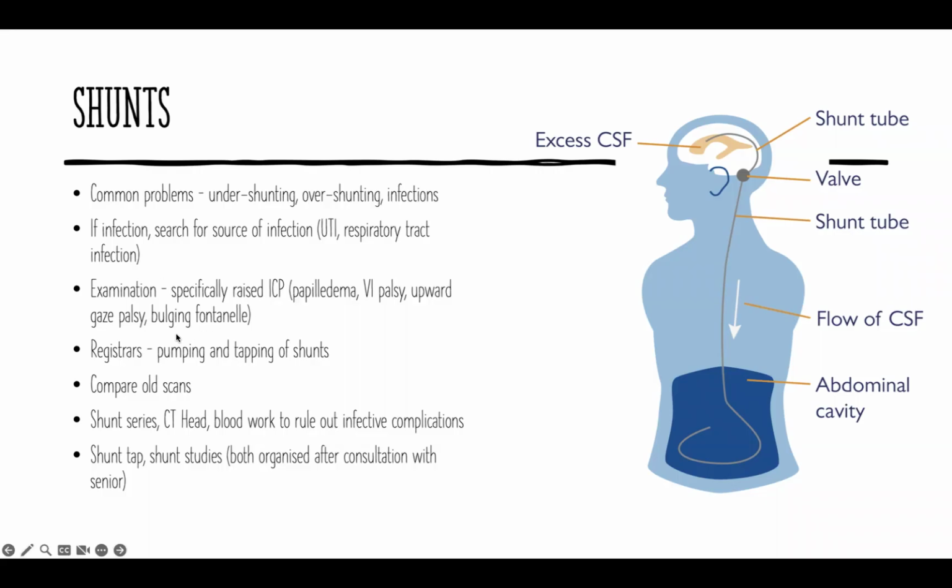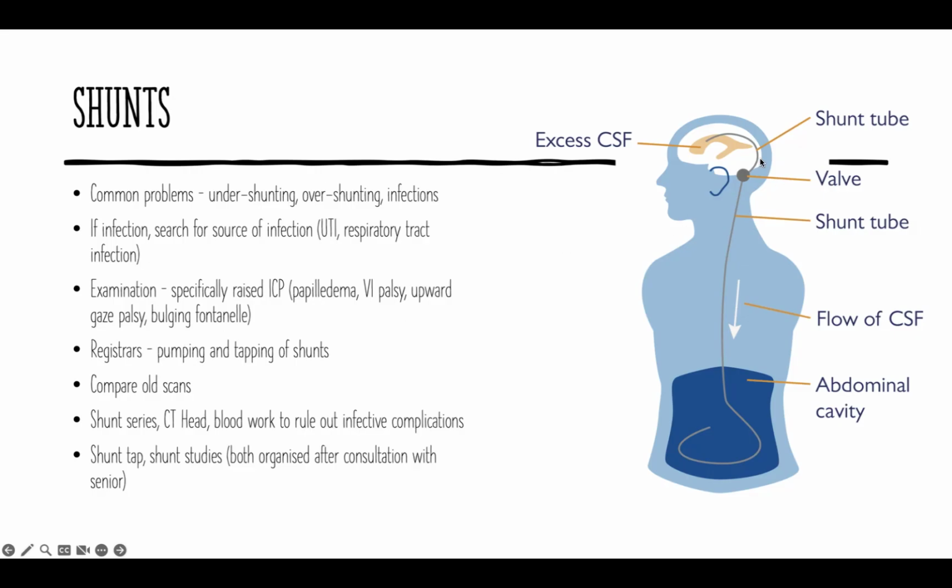So for your examination points that we should always look at, whether there's papilloedema, we look at the eyes to see if there's a lot of pressure that could indicate signs from the brain. Increased pressure within the brain can cause cranial nerve palsy, specifically the sixth nerve, upward gaze palsy, and bulging fontanelles. This is more for infants.